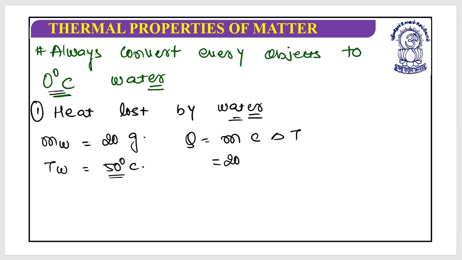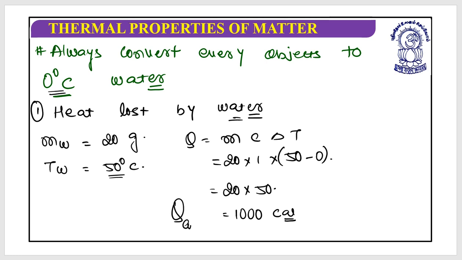This m is 20 gram. C would be the one. ΔT is 50 degrees Celsius because it will go from 50 to 0, so it's 50 minus 0, which is 50. So it's 20 into 50, which equals 1000 calorie. So this is heat lost by the water, or this could be written as Q available, that this much amount of energy I can possess.